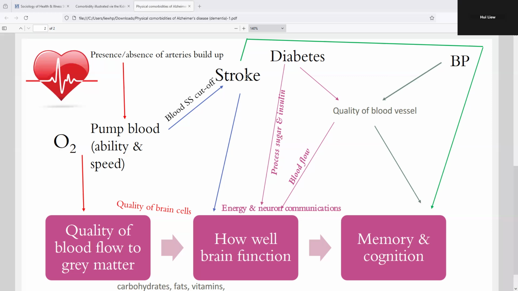And having stroke can increase the chances of getting hypertension, and this in turn may affect the person's memory and cognition. It is yet another manifestation of comorbidity, this time among stroke, hypertension, and cognitive health. So it seems to me that this diagram illustrates comorbidity among cardiovascular disease, stroke, diabetes, hypertension, and cognitive health. So this is a manifestation of comorbidity.